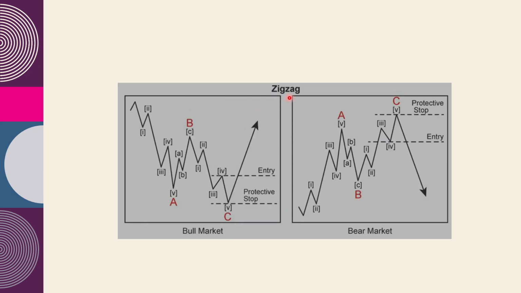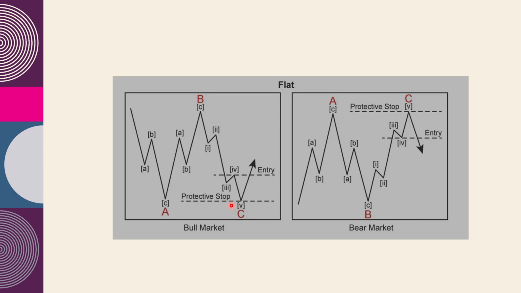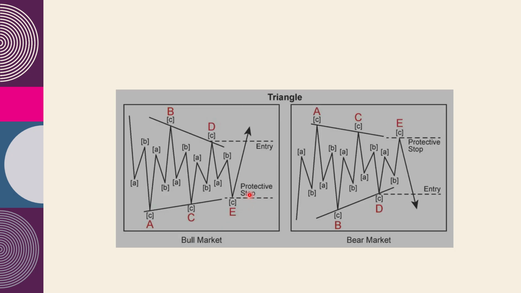In case of zigzags, again we have wave A, B and C. When the price crosses the extreme of wave 4 of the second degree wave, then we can place an entry. The protective stop will be the extreme end of wave C. For flats also, it is similar. When the price crosses the wave 4 extreme end, we can place an entry. The protective stop can be at the extreme end of wave C. In case of triangles, the entry can be at the extreme end of wave D and the protective stop will be at the end of wave E.